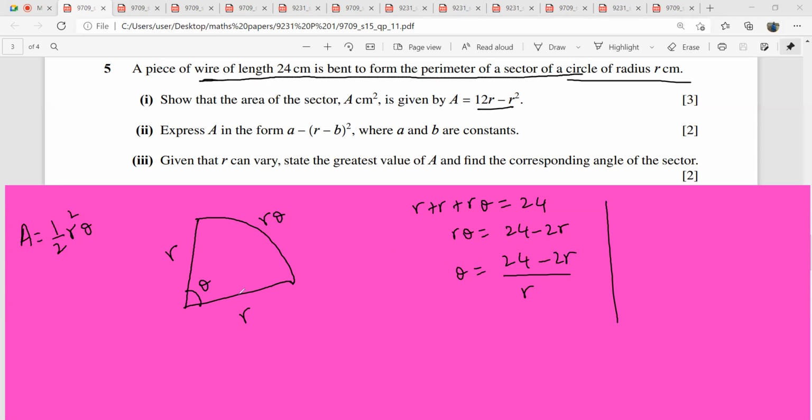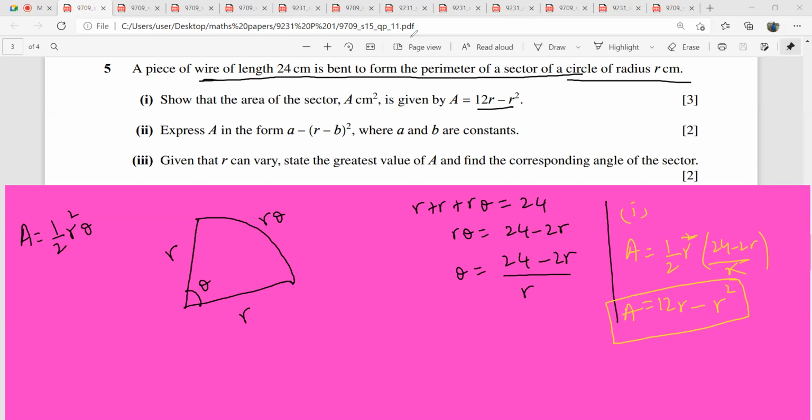Now we can replace this theta in this area with this 24 minus 2r over r. So this will give you the required equation. Your part 1 will then be done as A, that is area of the sector, is going to be half r square into 24 minus 2r over r. So you see this r is cancelled by this square, and then there is a 2, so this would become 12r and then minus r square. So you get 3 marks for recalling your O-level maths.